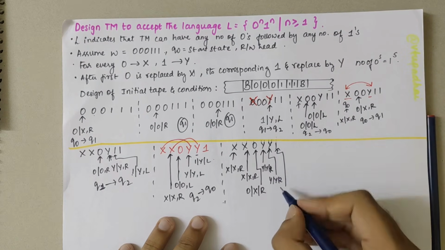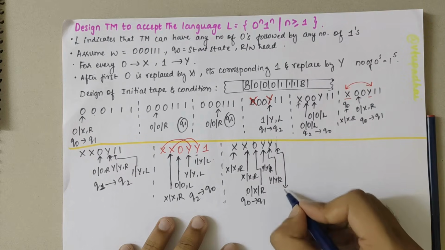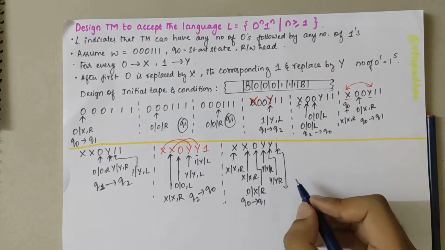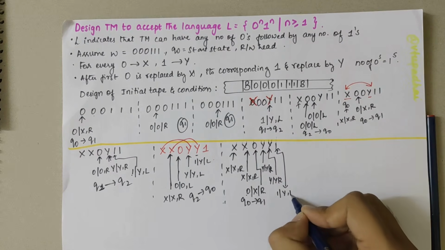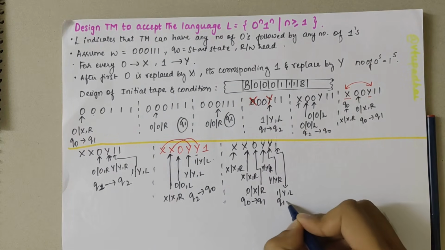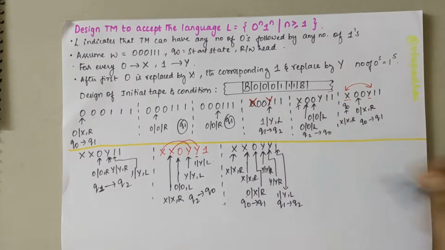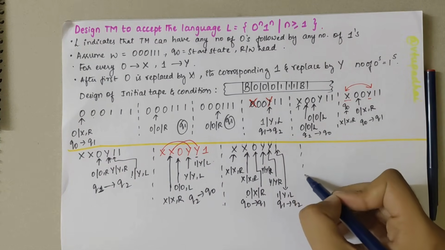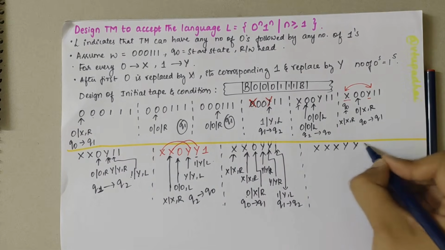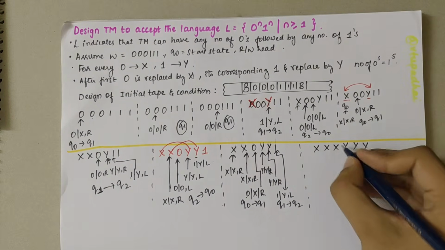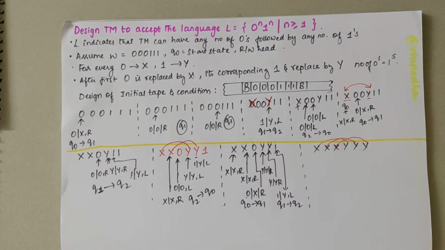Here there's a transition from q0 to q1, and here the third one is encountered, right? So I can replace 1 by y and move left. So in this case from q1 it is changed to q2. So I keep on moving left till I encounter 0 here. So I'll write x y y. For the first x I have found the first y, for the second x I have found the second y, and for the third x I have found the third y.